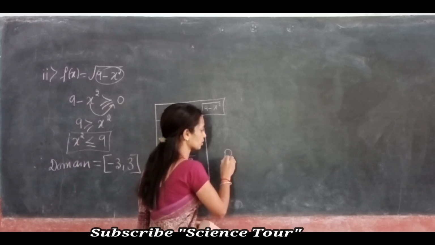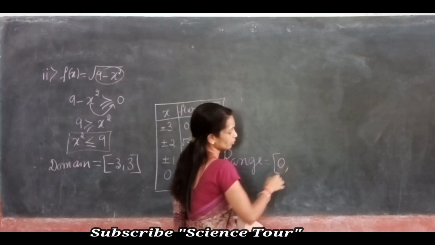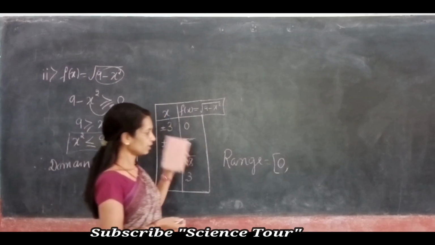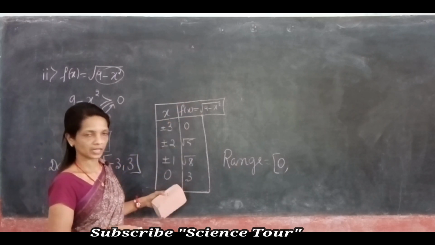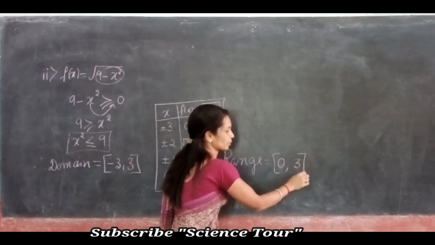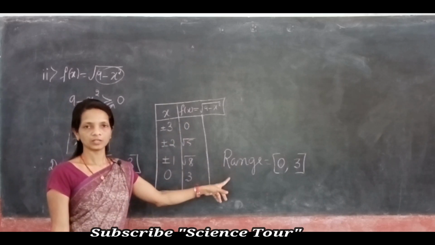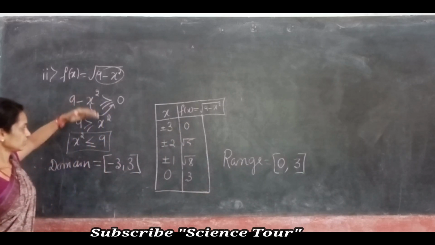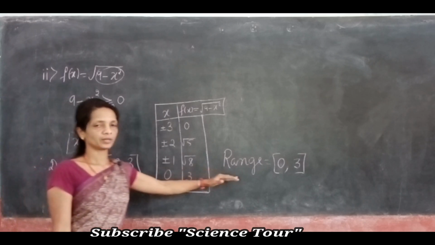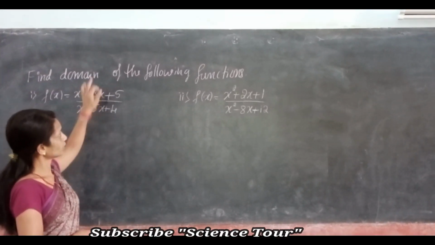So what is the range? By observing this table, the lowest value that f of x can take is 0, that is for plus or minus 3, and the highest value that f of x can take is what? 3, okay, that is for 0. So f of x takes values from 0 to 3, that is the range. For the exam, no need to write these steps, directly you write the domain like this and the range like this, okay. Thank you. Next problem is find the domain of the following functions.